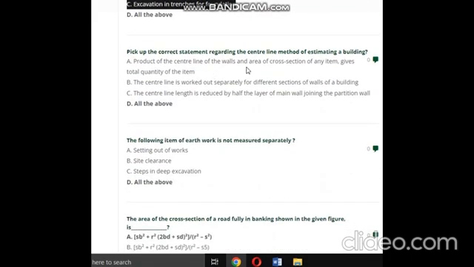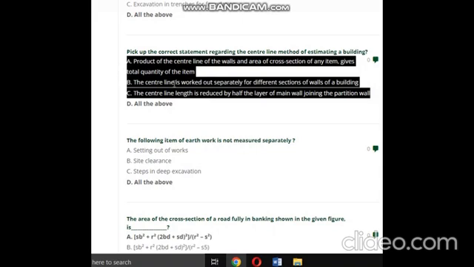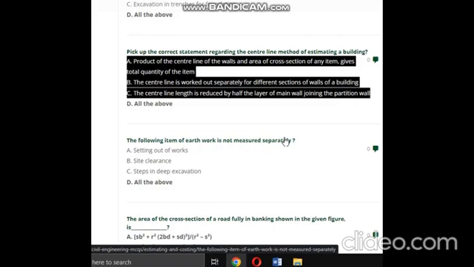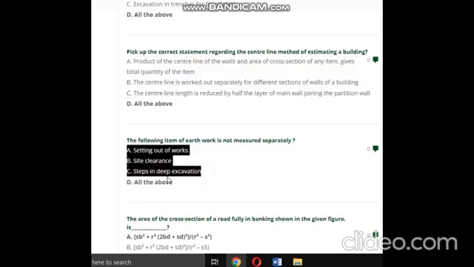Pick up the correct statement regarding the center line method of estimating a building: all of the above. The product of the center line of the walls and the area of cross section of any item gives the total quantity of the item. Center line is worked out separately for different sections of wall of a building. The center line length is reduced by half the length of the main wall joining the partition wall. The following items of earthwork are not measured separately: all of the above. Setting out of work, clearance, site area excavation.